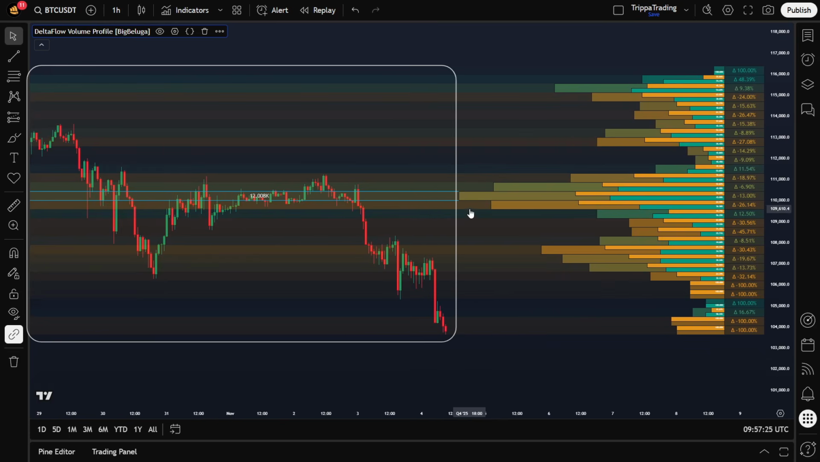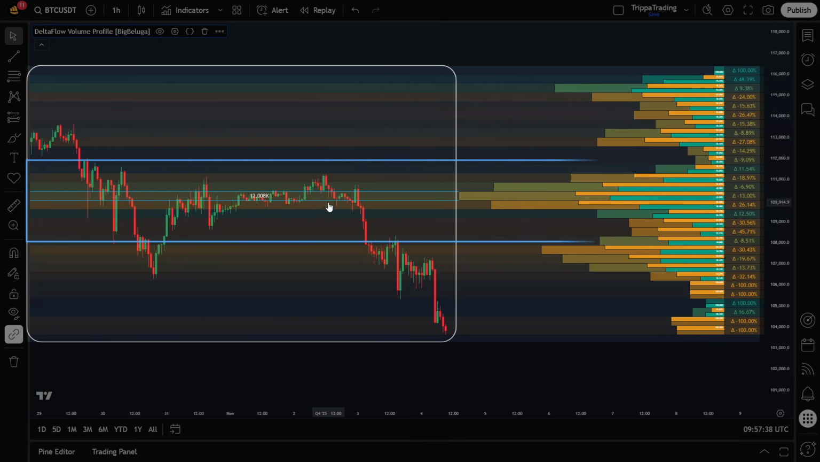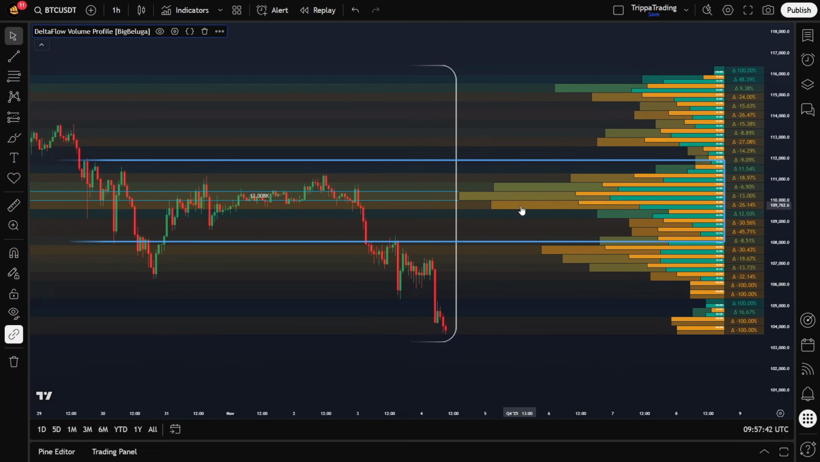By default, this indicator looks back 200 candles and divides that range into 30 equal price zones. For each zone, it shows the total traded volume, broken down between buyers and sellers. That means you can instantly see where most of the market activity happened and where it didn't.